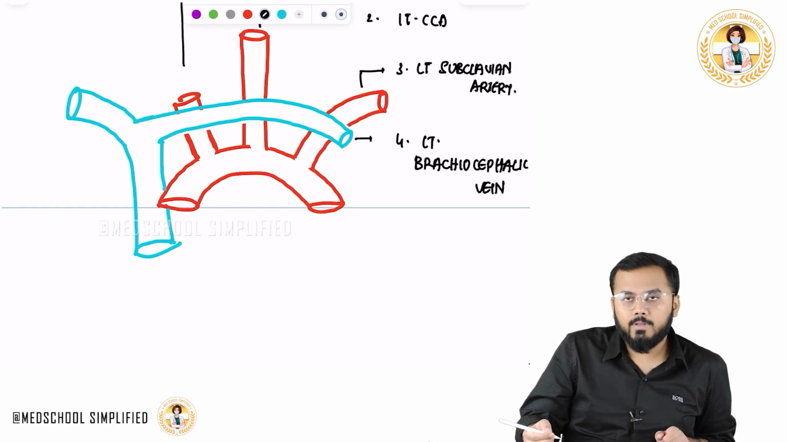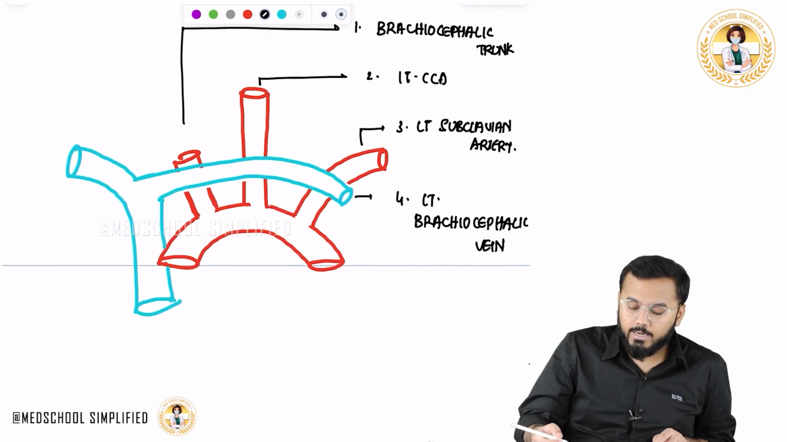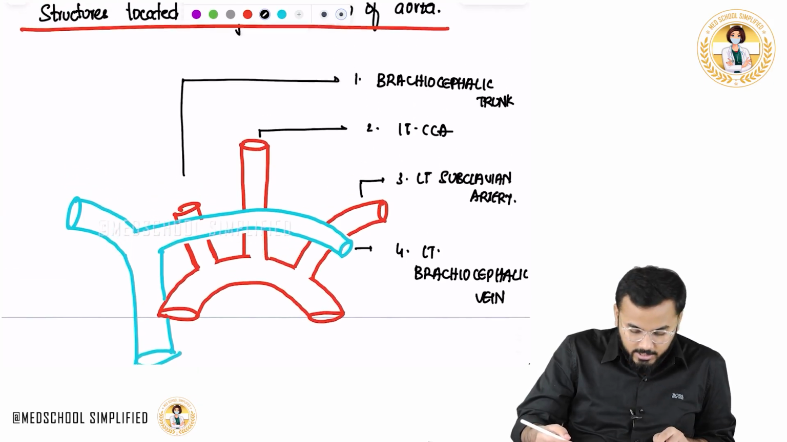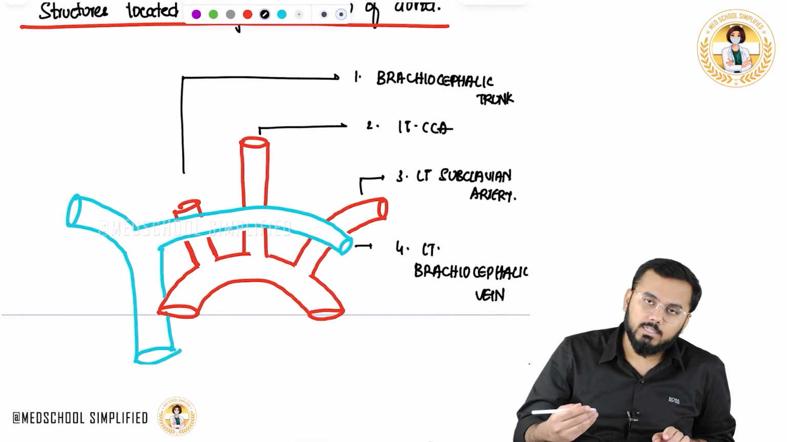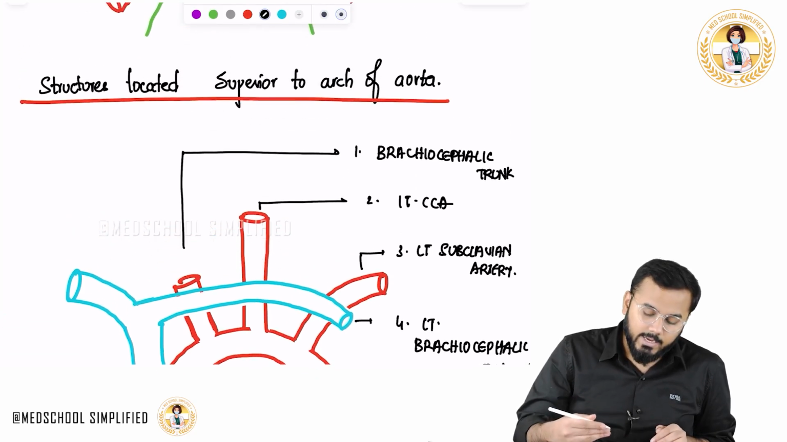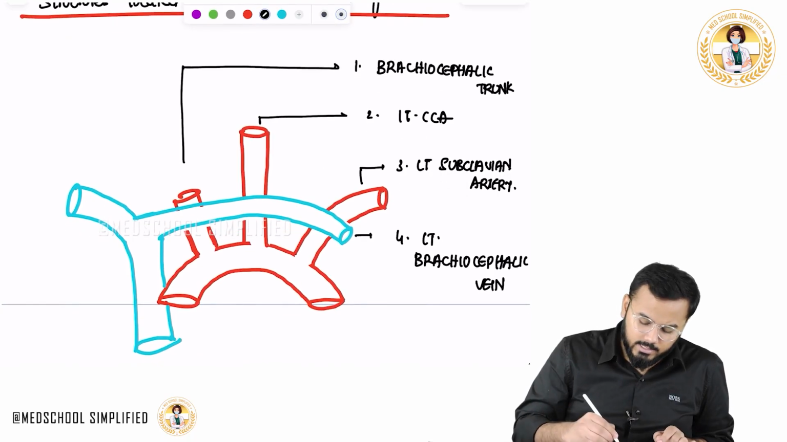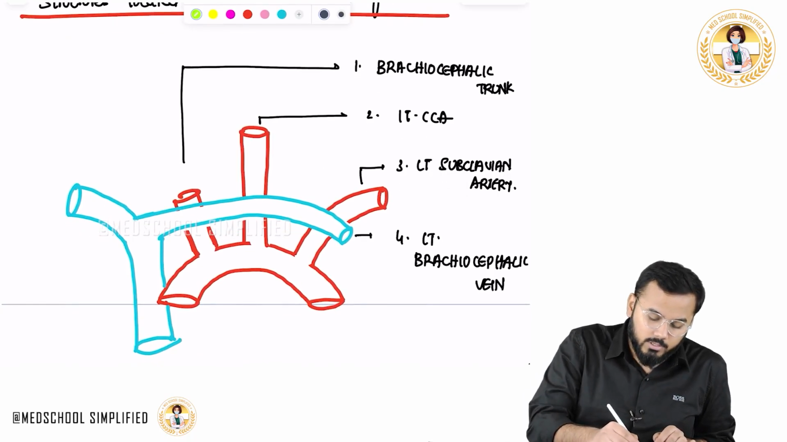So left brachiocephalic vein, left subclavian artery, left common carotid artery, and brachiocephalic trunk. So these are the structures that are located in front. All of these are the structures that are located exactly superior to the arch of aorta, right? So this is the main part. We have to concentrate on this part.